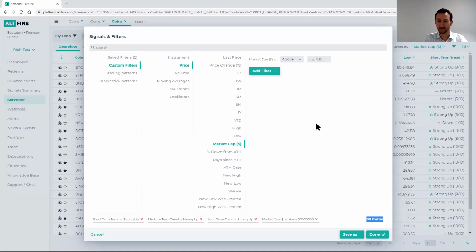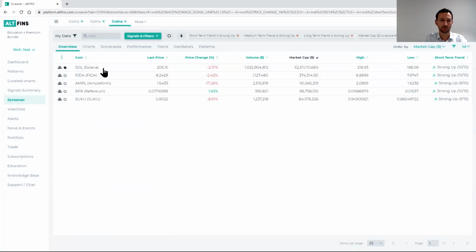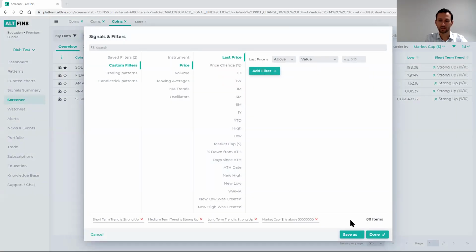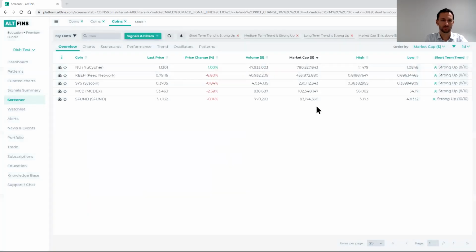And we want the price to be down, right? We could do a day and say, okay, let's just say the daily performance in the last 24 hours is less than 0, or actually let's do minus 5%. Now we're down to 5. Let's see what they are. Solana, okay. FIDA, Ampleforth, all right. But I want to do a weekly performance to be down 5%. All right, 5.